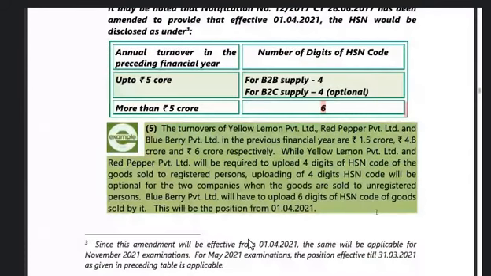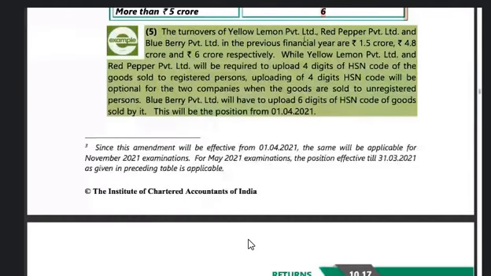The turnover of Yellow Lemon Private Limited, Red Pepper Private Limited, and Blueberry Private Limited in the previous financial year is 1.5 crores, 4.8 crores, and 6 crores respectively. So Yellow Lemon Limited turnover, how much? 1.5 crores. So he has to provide the 4-digit HSN code. For B2C, HSN code is optional. Why? Since aggregate turnover is less than 5 crores.